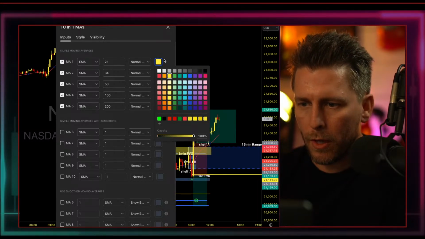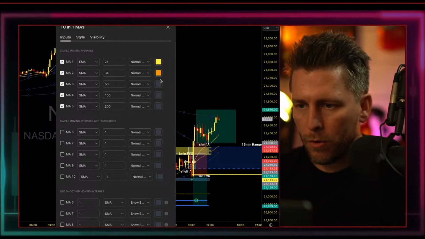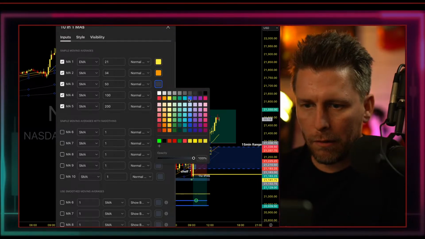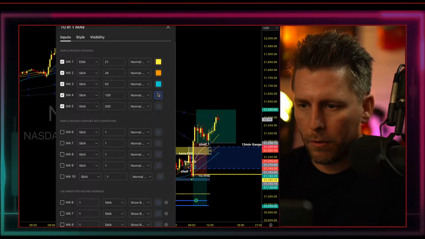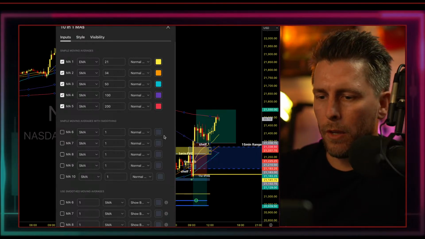Open. We're going to use yellow. We're going to use orange. We're going to use, I don't know, I'm just making it up here, light blue, like purple, and let's go with a red for the 200.